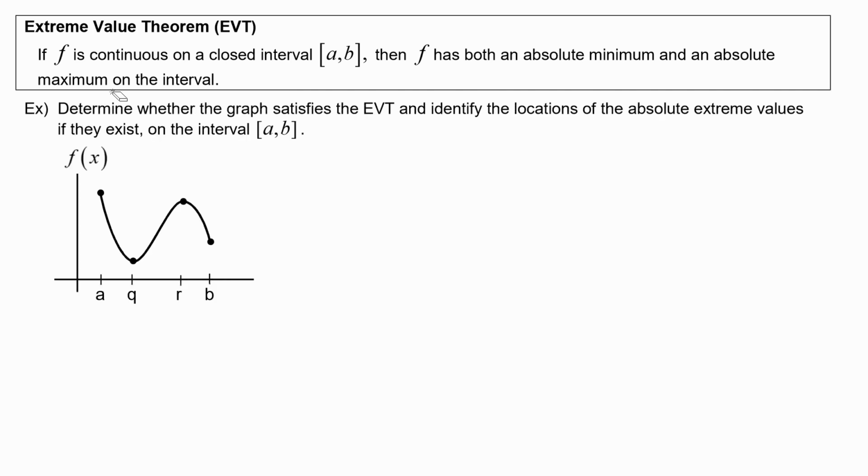In this example, determine whether the graph satisfies the EVT and identify the locations of the absolute extreme values, if they exist, on the interval from a to b. Here we have f of x. Our interval goes from a to b. Now, because f is continuous on the entire interval from a to b, that tells us that the EVT applies.